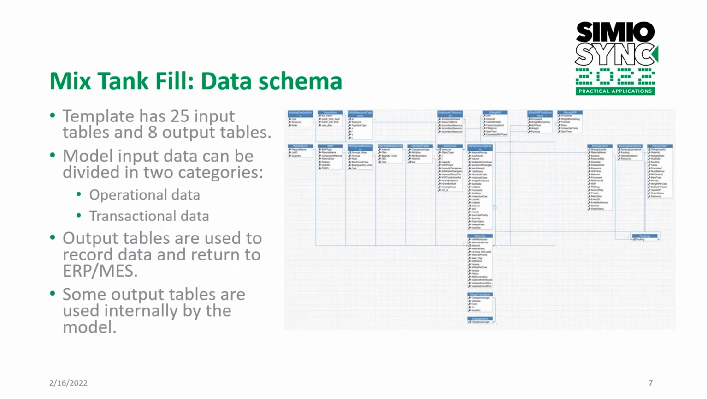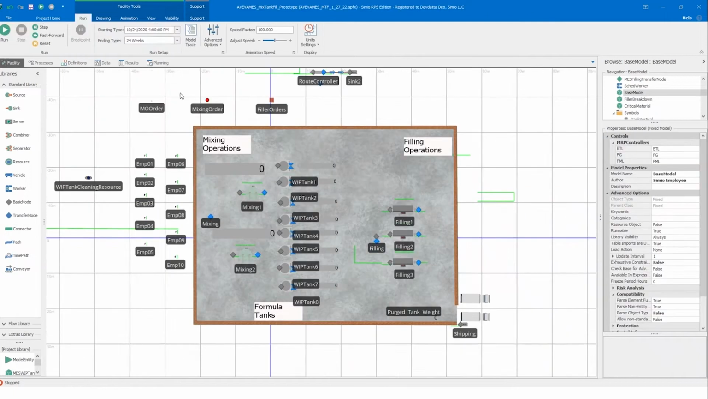This next slide just gives an overview of tables used in the model. As you can see, this model has 25 input tables and 8 output tables. We can generally divide input tables into operational and transactional tables. The diagram on the right hand side of the screen lists all the relational tables used in this model along with foreign key relationships. We'll be talking about these more during the next few slides. Now let's take a quick look at some of the important tables that are used to generate and drive the model. Let me quickly switch over to Simio.